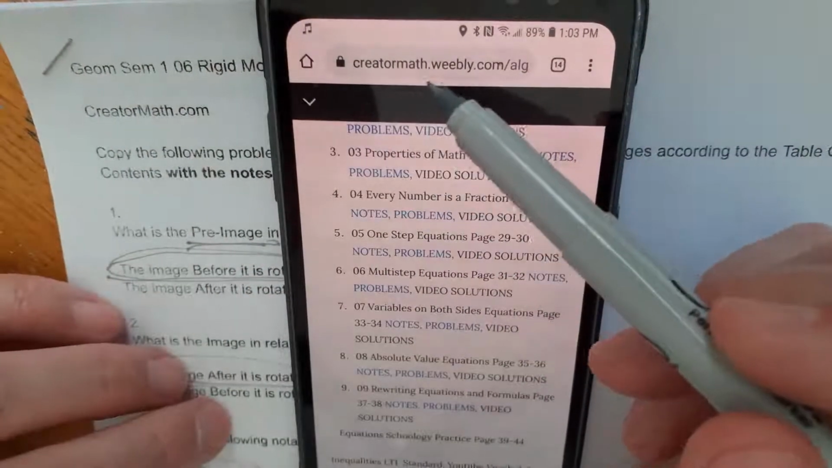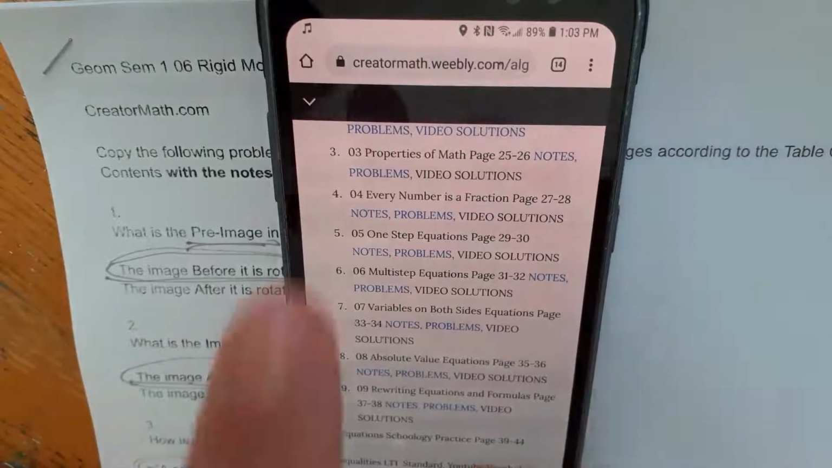There we go. So here's the site, CreatorMath.weebly.com. Google that, and you should get to this homepage.